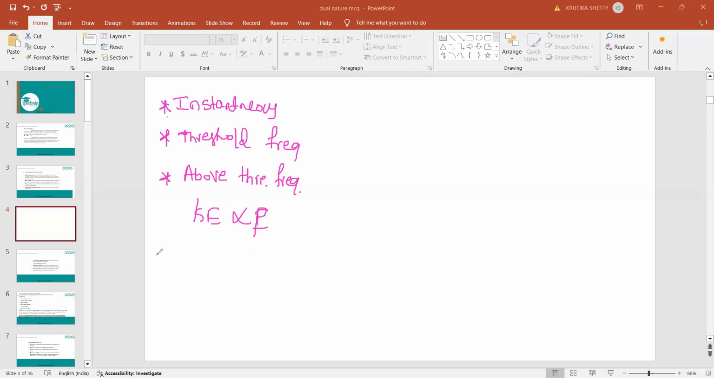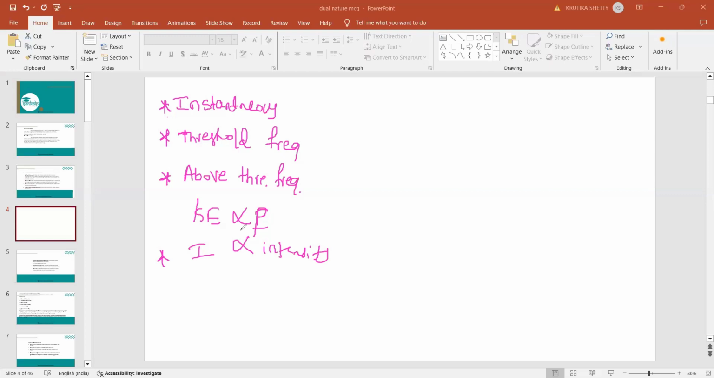Then, above the threshold frequency, one more quantity: the photoelectric current is also directly proportional to what? The photoelectric current is directly proportional to the intensity of light. So these are the experimental results we can state for the photoelectric effect.